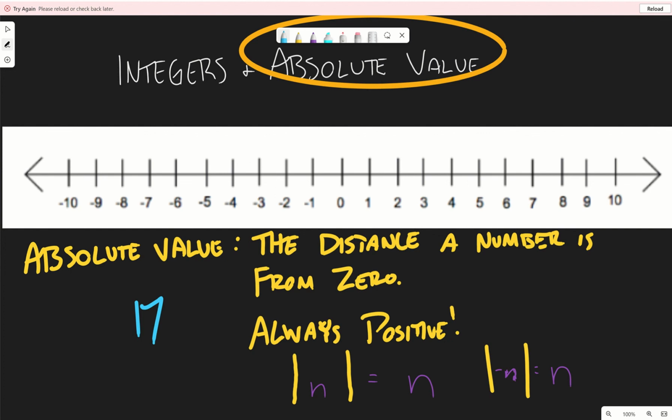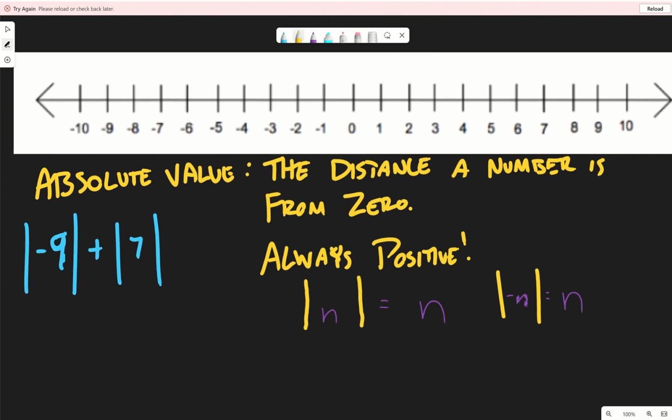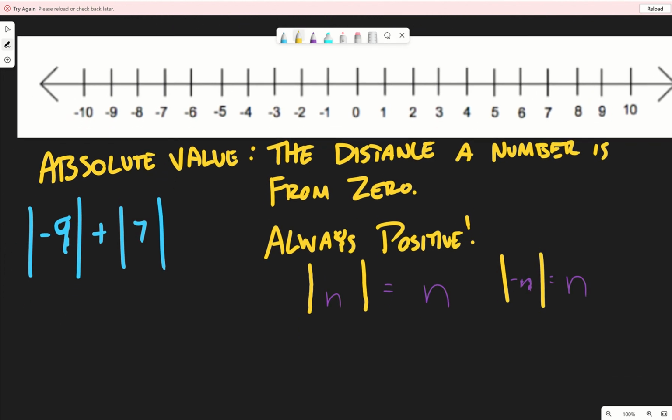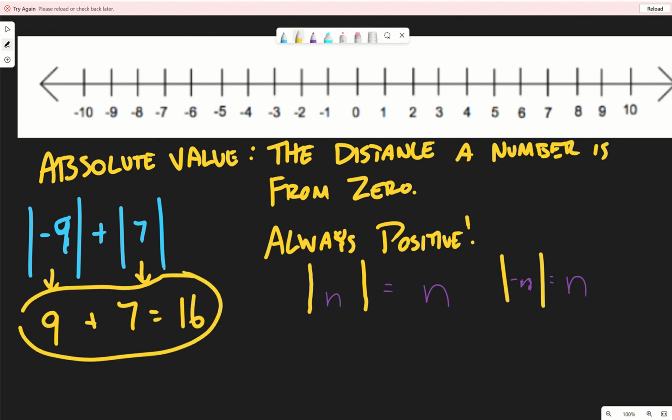What if I did a math problem and I said, okay, what if I had the absolute value of negative 9 plus the absolute value of 7? Well, let's think about it. Absolute value of a negative number is that positive version. So the absolute value of negative 9 is 9, plus the absolute value of 7 is 7. So this would be 16. We just add the two positive values up, and we call it good.